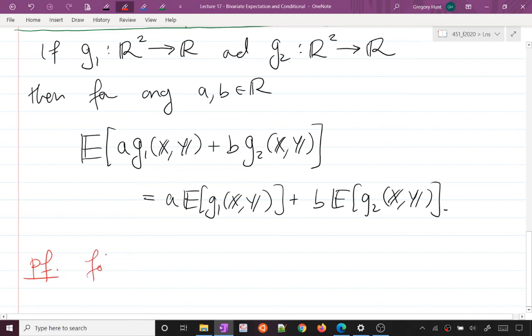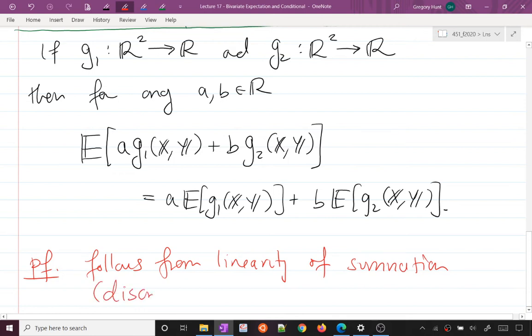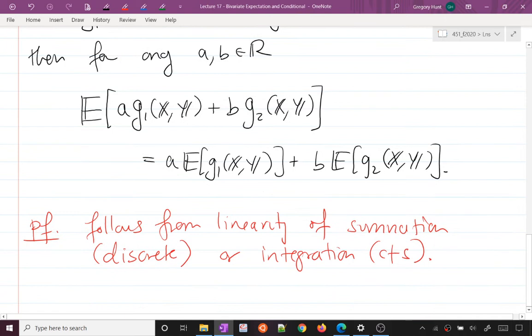Basically, it follows from linearity of summation, which is the discrete case, or integration, and this is the continuous case. So what do I mean by that? Right, the proof of this, I'm not going to go through the proof. It's kind of tedious and doesn't really illuminate much.